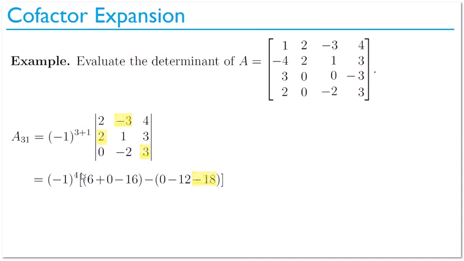Negative 1 raised to 4 is just positive 1. For 6 plus 0 minus 16, we have negative 10. And for negative 12 minus 18, that is negative 30. So we have minus negative 30, which is positive 30. Then simplifying, we have 20.